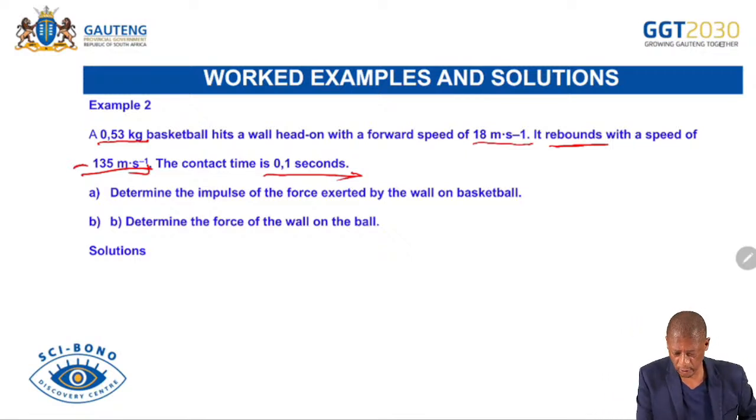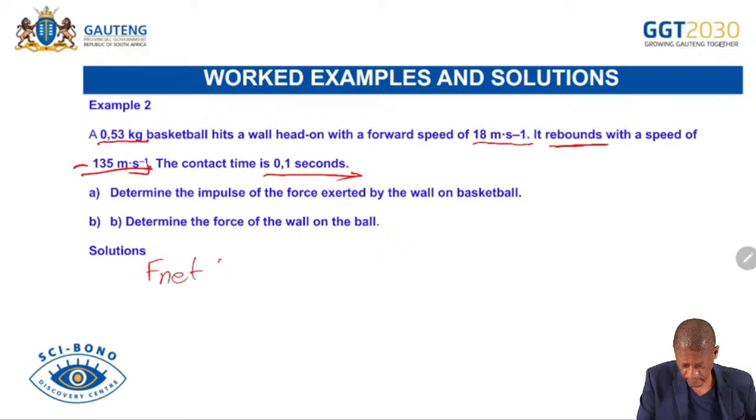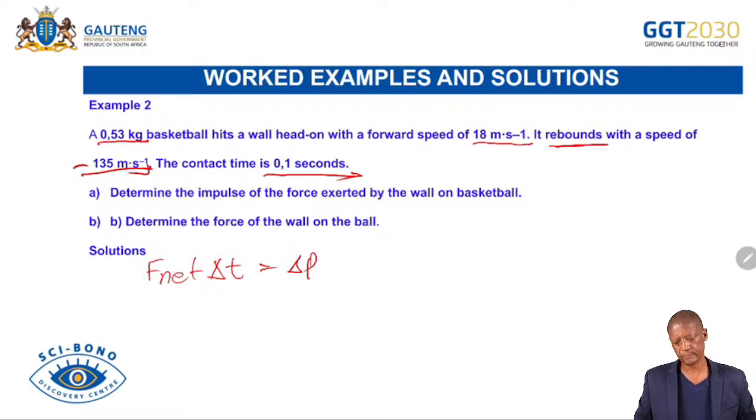For us to calculate the impulse, it's easy. I'm not going to calculate it; I'll give you the answer. I just want to show that impulse, we said, is net force times delta t, which equals the change in P.